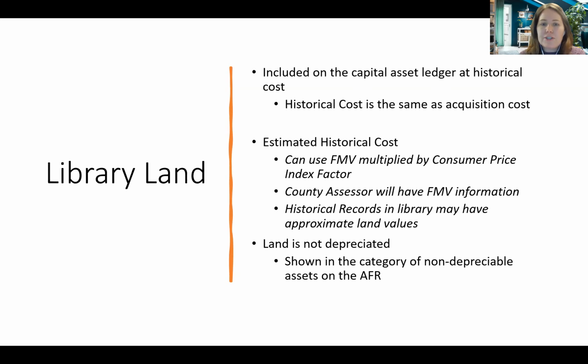Our insurance agent has estimated amounts of coverage for our assets. Can we use their estimates? Yeah, if it's a replacement cost type estimate, yes, you can, but you would need to use that consumer price index table to deflate it, I guess, to the year that you purchased it. So you would still have to go through that calculation. The capital asset ledger doesn't show replacement cost on it, it shows historical cost.